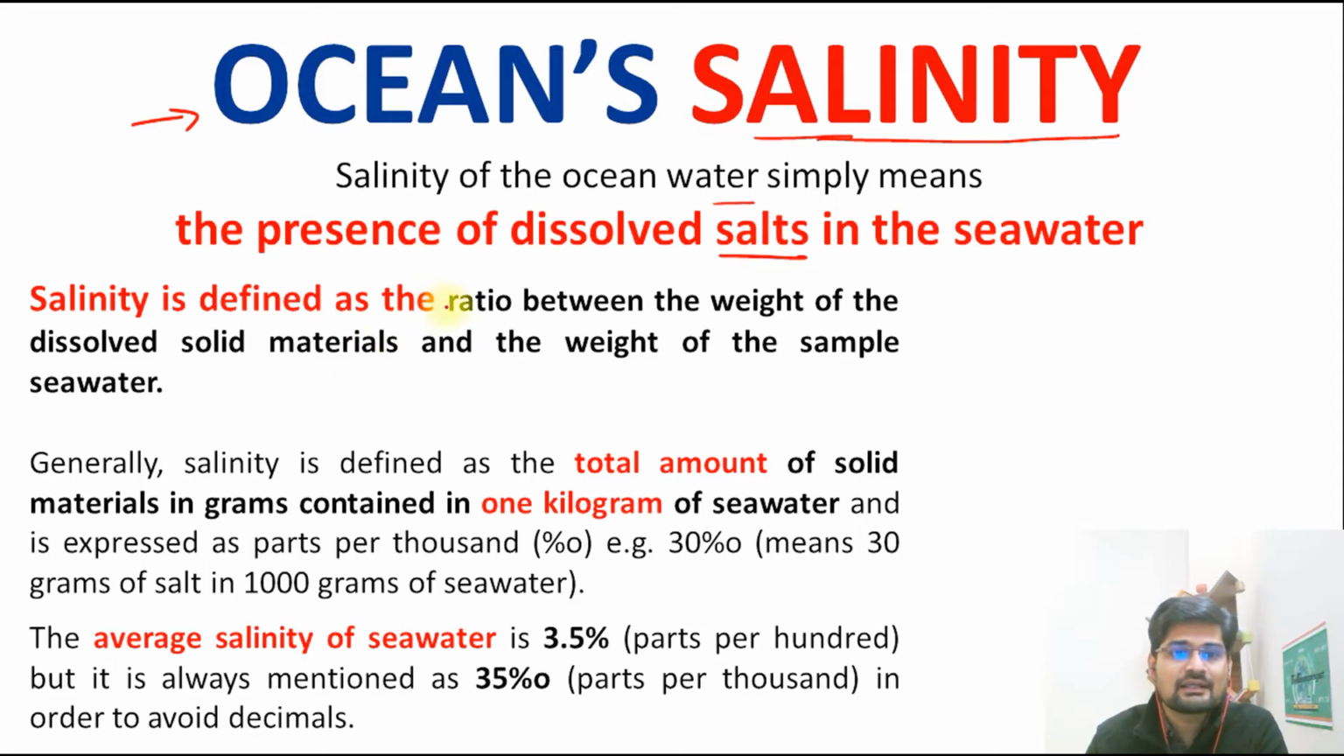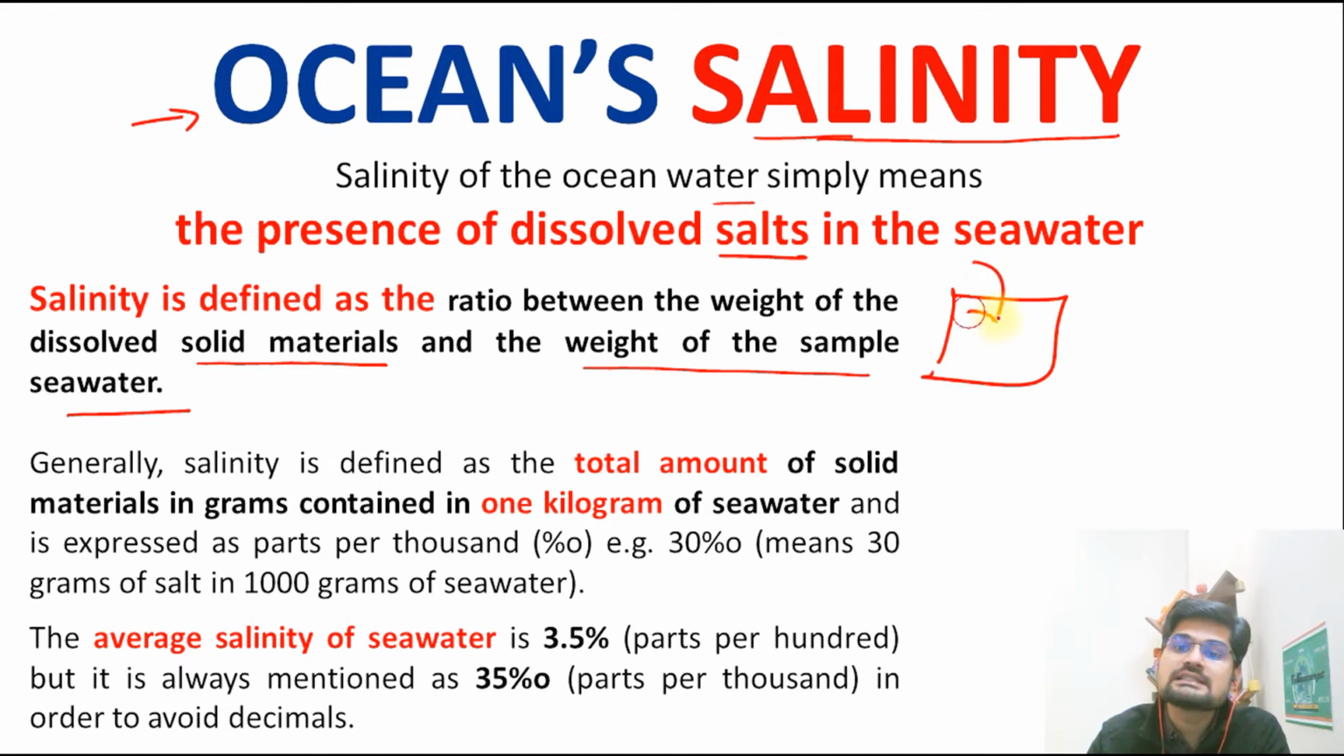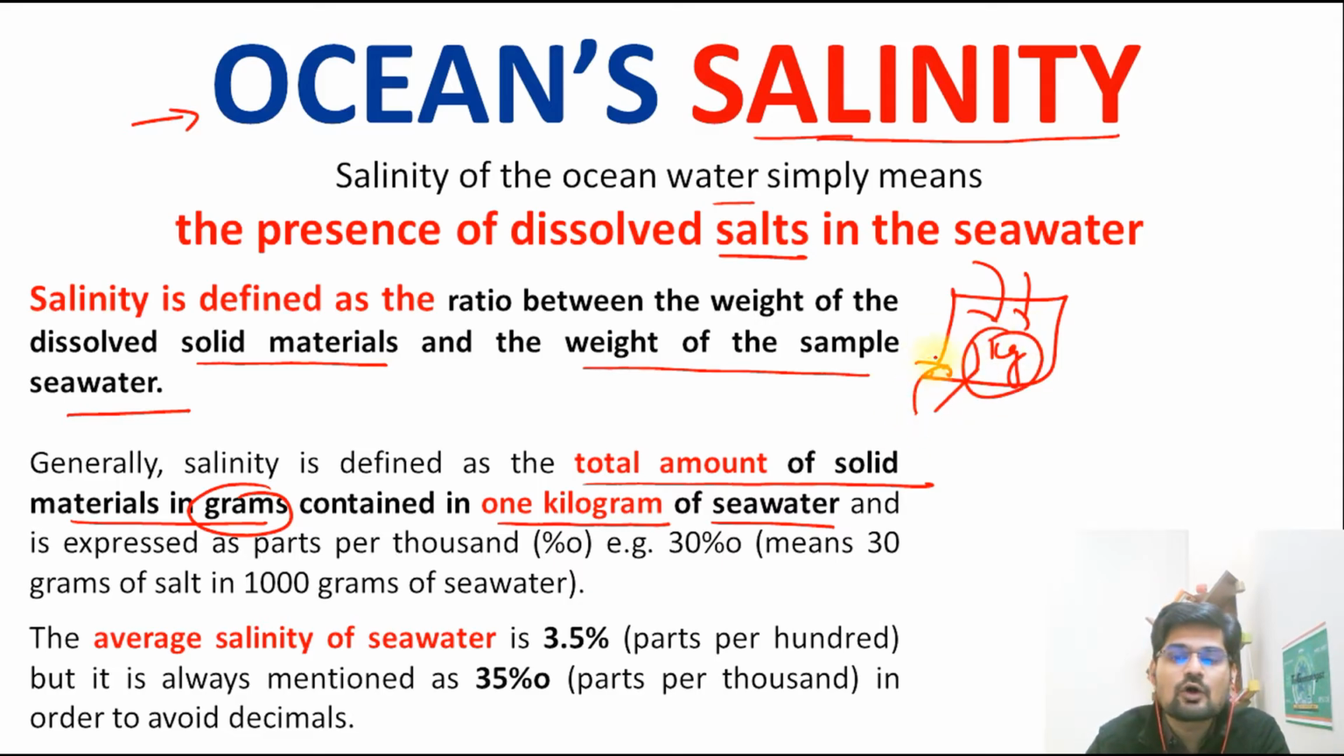So salinity is defined as the ratio between the weight of dissolved solid materials and the weight of sample seawater. So in a given sample, how much is the content of salt? That is the basic idea of salinity. So generally salinity is defined as what? As the total amount of solid materials in grams contained in 1 kilogram of seawater. So if we take 1 kilogram of seawater, how much is the content of dissolved salt in that 1 kilogram?